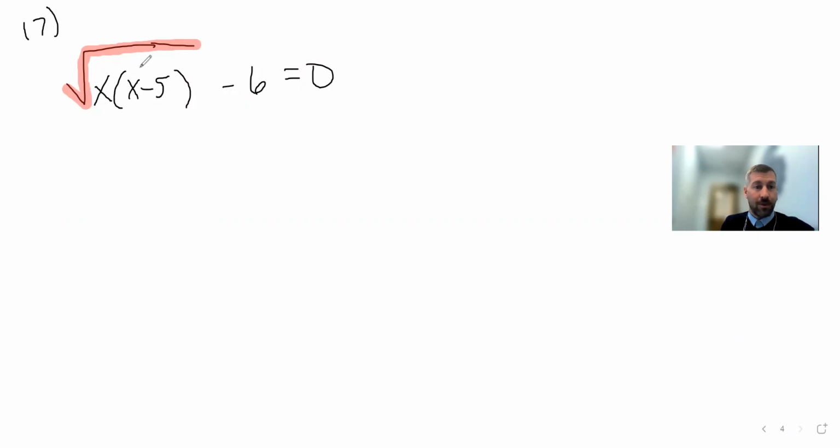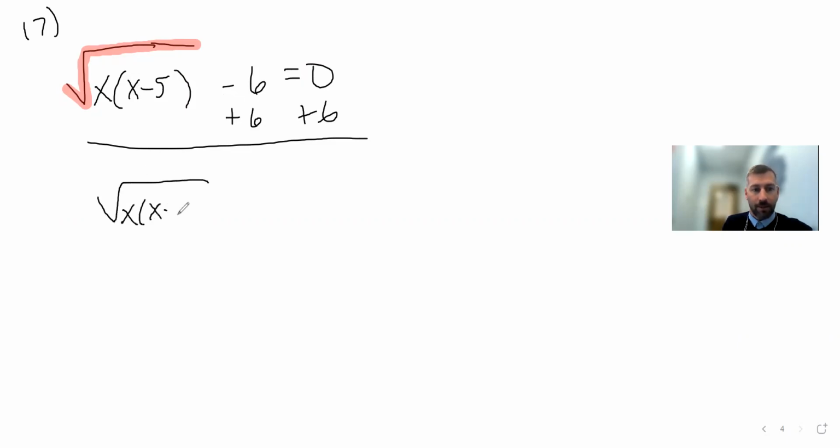I've got to get rid of those x's, but I can't do any of that yet until I get rid of this 6. That thing is not being protected by the radical, so to speak, so I can get rid of that on its own first. The rest are. So we're going to isolate that radical. x times the square root of x minus 5 equals 6.